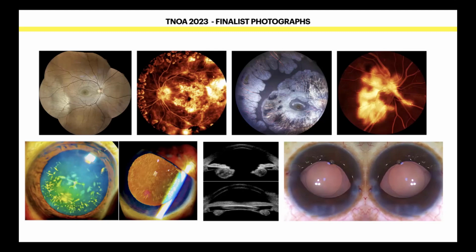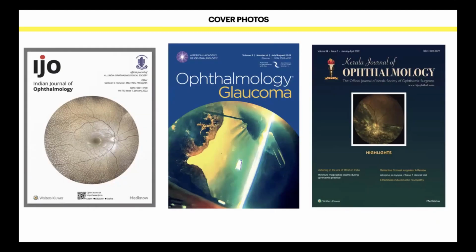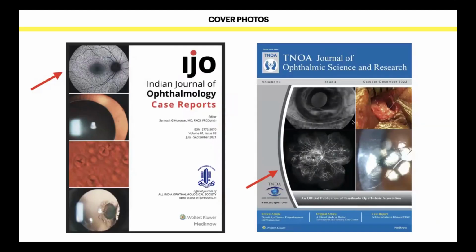Stop and document it, and these are some of my award-winning images, which ended up featuring on the cover. So this is my IJO cover. That was my ophthalmology glaucoma, where we had an Axenfeld-Rieger syndrome. And this is one of the healed RDs which got featured on the Kerala Journal. Again, these are some of the other cover images which got to feature.